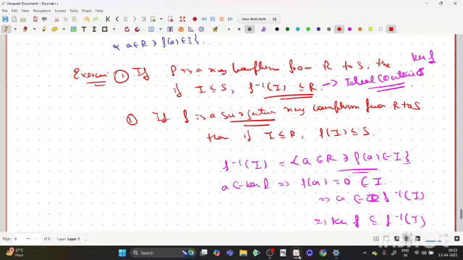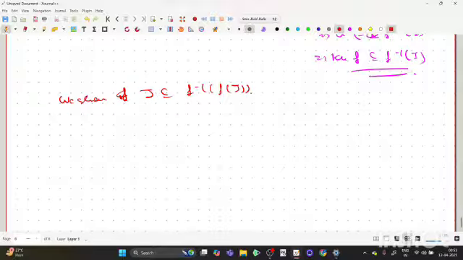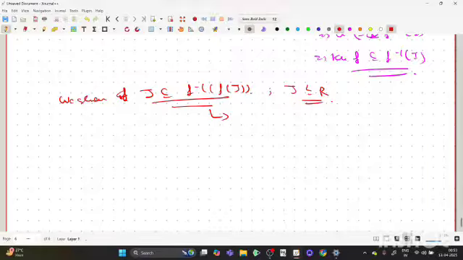Now what we show is the following. We show first that J is contained in f inverse of f of J, where J is an ideal of R. Sorry, this is something trivially observable. This is trivially true by the properties of maps and their inverse images. We need to show the reverse inclusion. This is what we need to show.